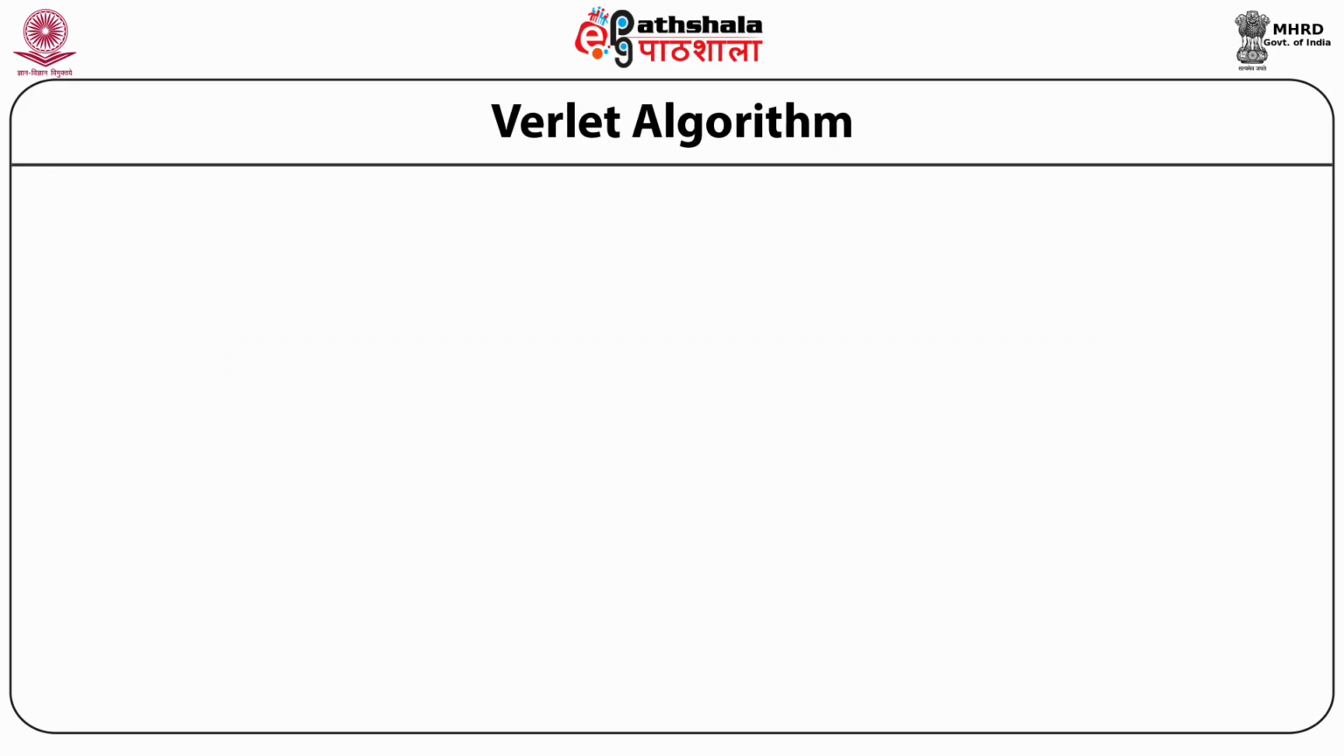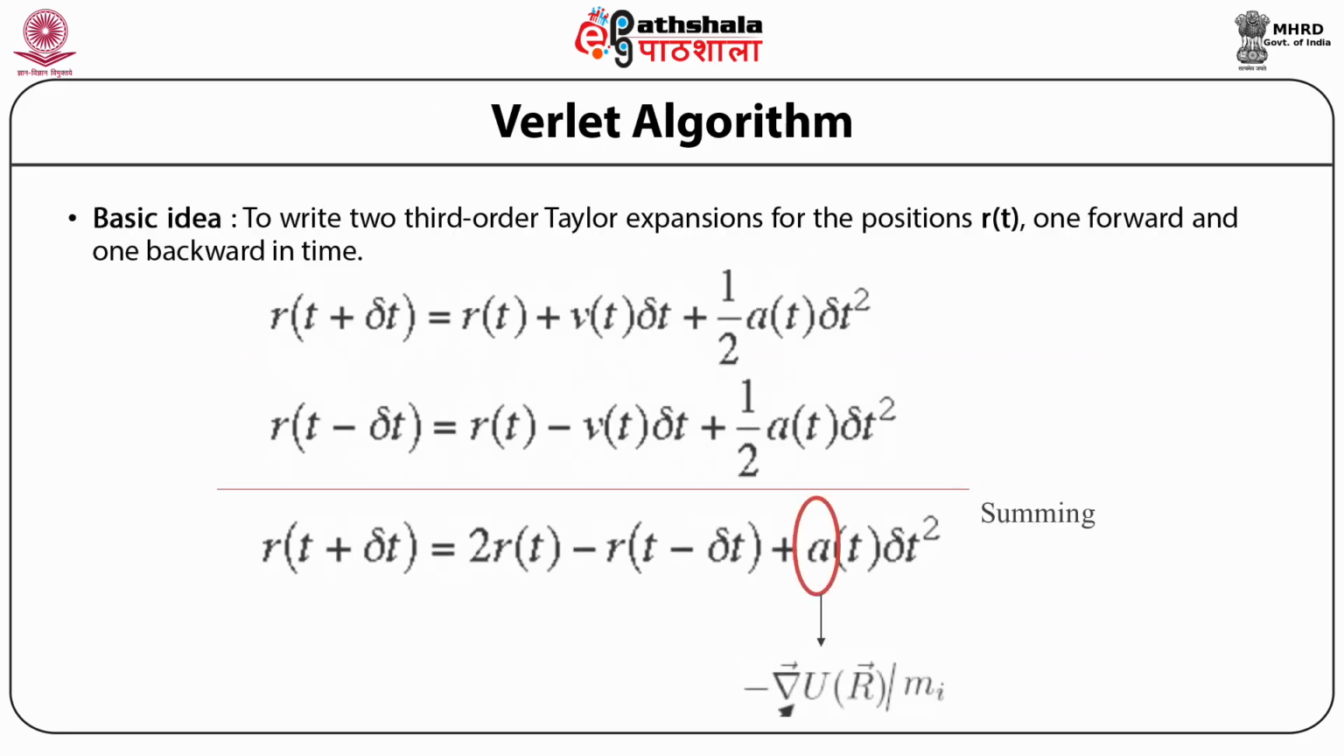Here we show exactly the idea. If we expand r(t plus delta t) in the top equation and r(t minus delta t) in the bottom, then summing up these two, we get that r(t plus delta t), the coordinates, will be a function of the initial position, r(t minus delta t), the position one step beforehand, and the acceleration, which can be depicted by the derivative of potential energy. Hence, we can calculate using these positions and accelerations, or positions and the potential energy calculations.